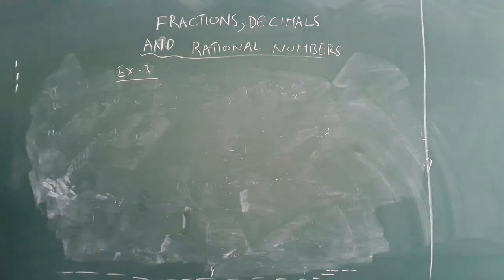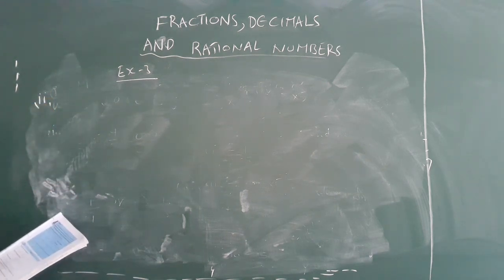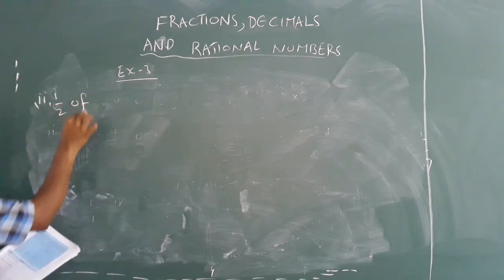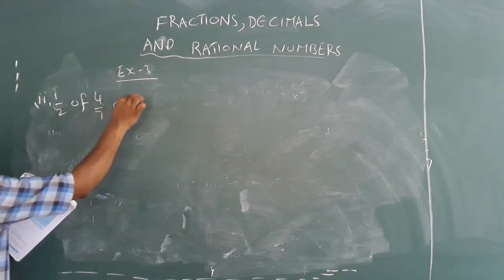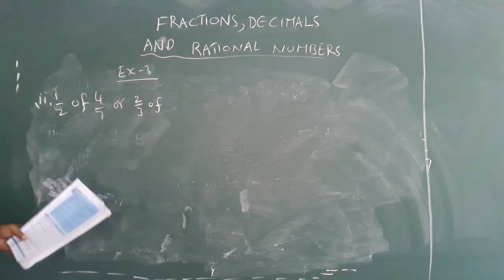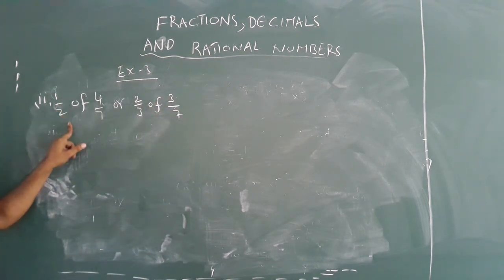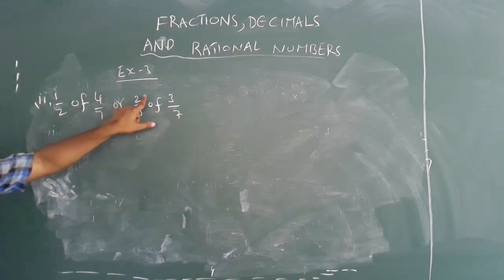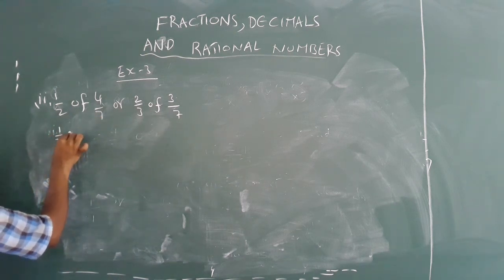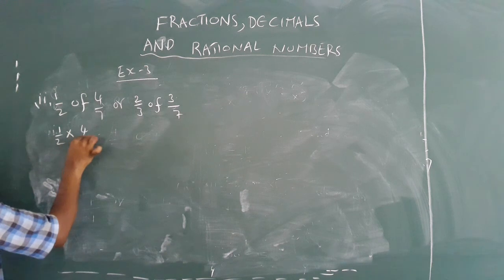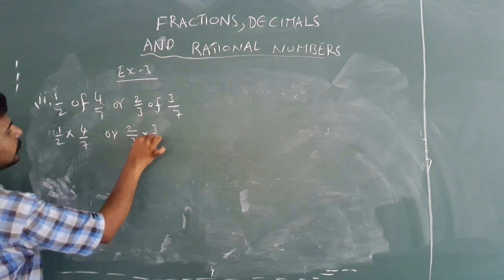See children, 1 by 2 of 4 by 7 or 2 by 3 of 3 by 7. First take this one: 1 by 2 of 4 by 7. Now take this one: 2 by 3 of 3 by 7.